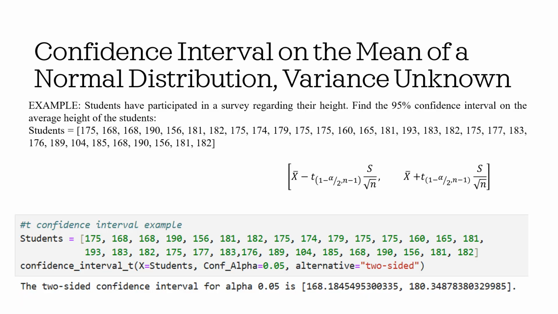Let's go over an example together. Students have participated in a survey regarding their height, and we have access to the sample data. We are asked to find a two-sided 95% confidence interval on the average height of the students. First, we need to identify the population parameter of interest, which is the population mean, as the question is asking us to construct the confidence interval on the average height of the students.